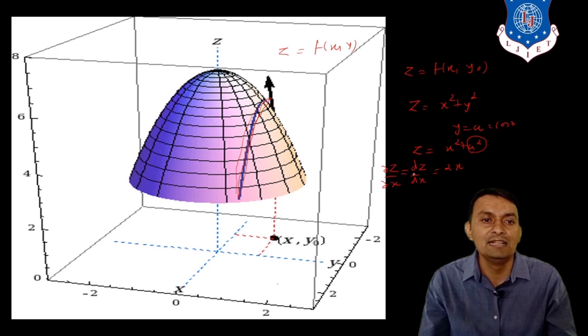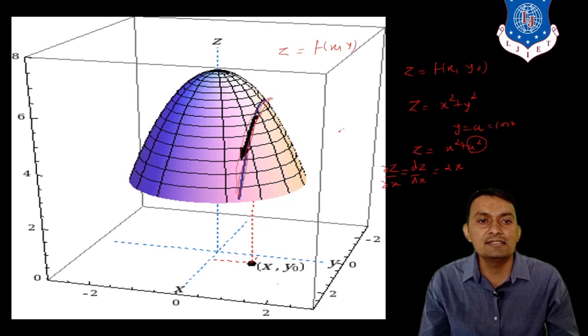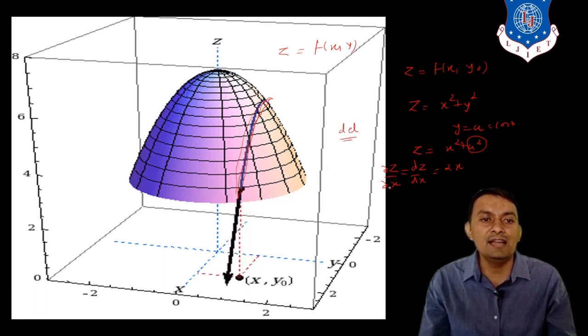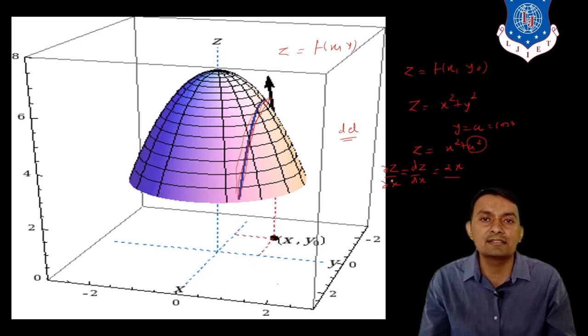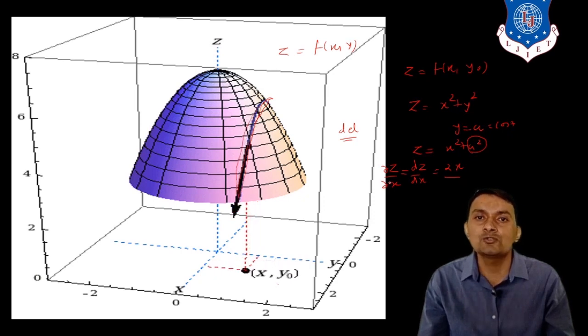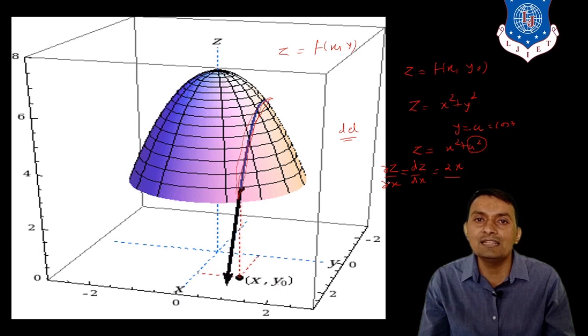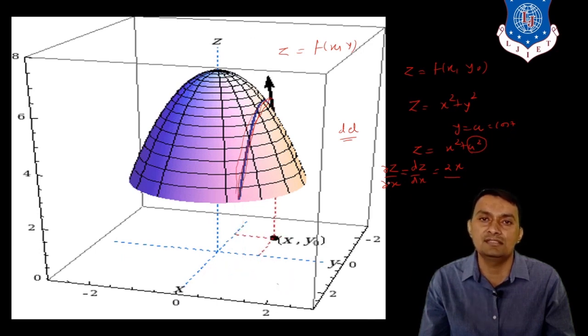Keep in mind that for the ordinary derivative we use d, and for the partial derivative we use the curly symbol, which is known as del. So del z by del x is going to be 2x, and that is exactly the partial derivative with respect to x. Our conclusion is that whenever we want to find the partial derivative with respect to one independent variable, we keep all the remaining variables constant.